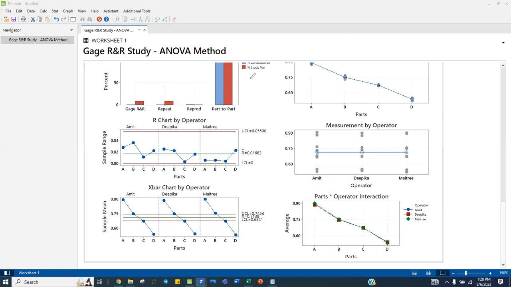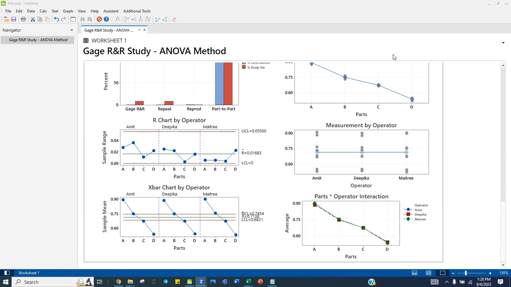If I ask you which operator is showing the maximum or lowest variation, who is consistent and who is not, you see the difference for Maitri on parts A, B, and C between the first and second time is very, very low, which means Maitri is very consistent, except for part C, which has shown a variation a little higher than the range average. If you look at Amit, for part A, B, C, and D, you see the highest variation among the three operators is shown by Amit. So in case you are looking for some improvement to bring consistency in the process, you may look at Amit to improve first.